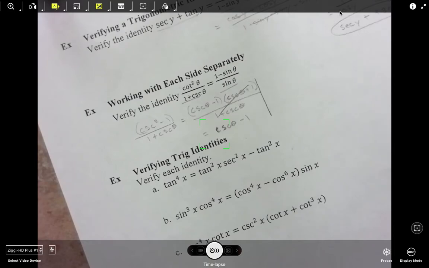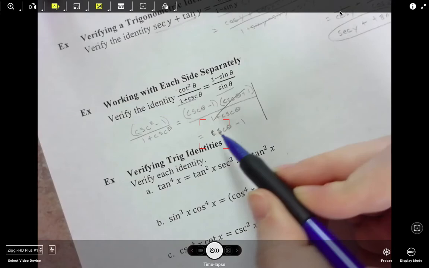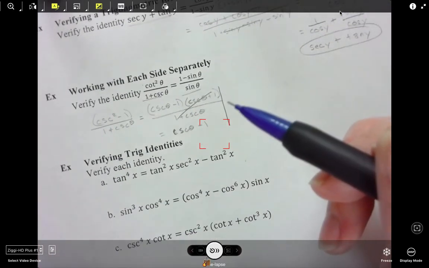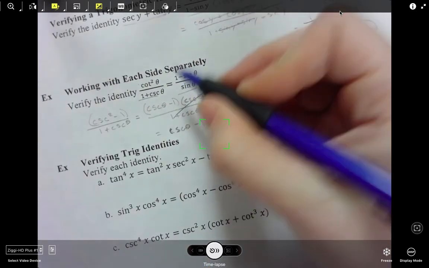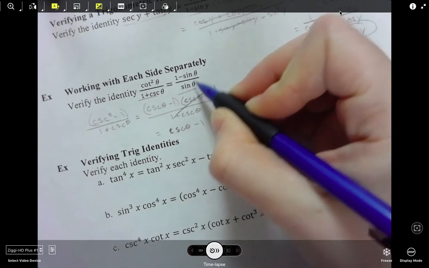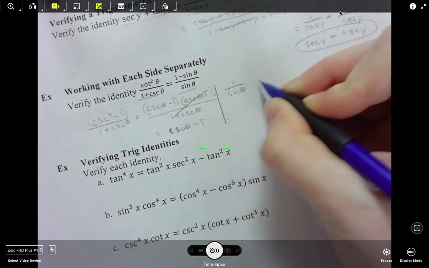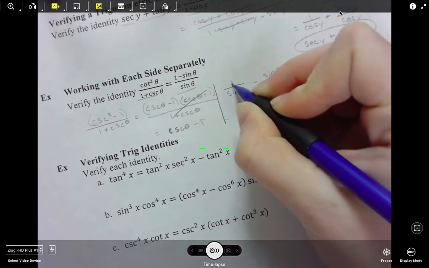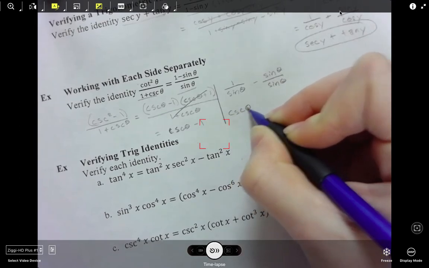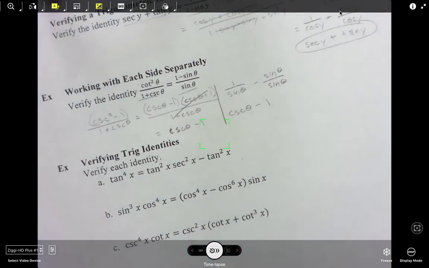So what I'm going to do is start with the right side now, work with it until I get down to cosecant theta minus 1. Let's see if we can get somewhere with that. So yeah, this part's really easy. 1 minus sine of theta over sine of theta, I can break that down into 1 over sine of theta minus sine of theta over sine of theta. 1 over sine of theta is cosecant theta, and sine of theta over sine theta is 1. So both of those match up, and I'm good.